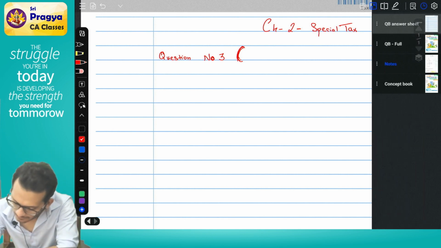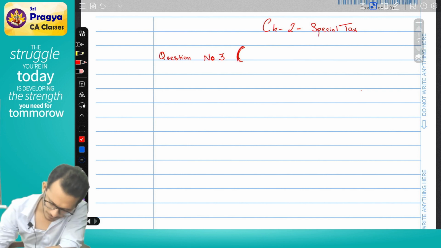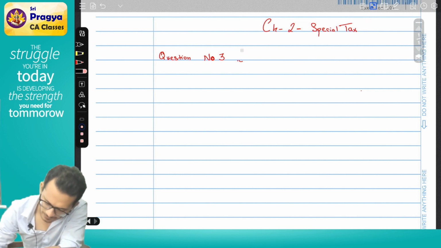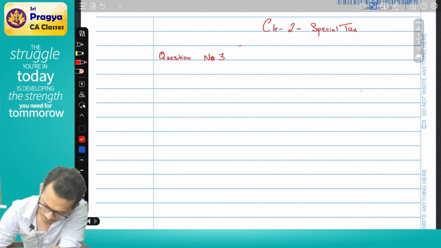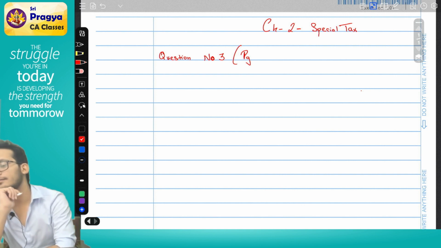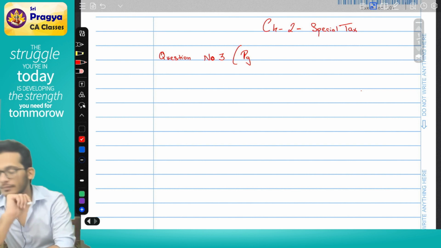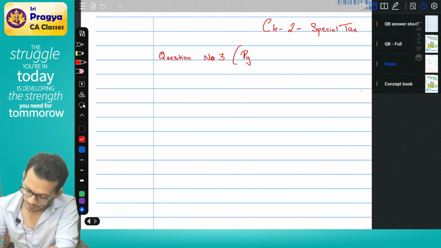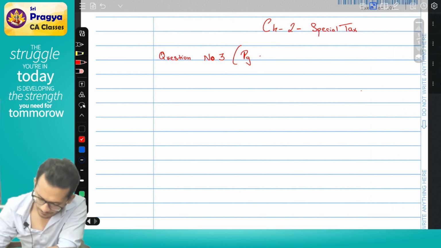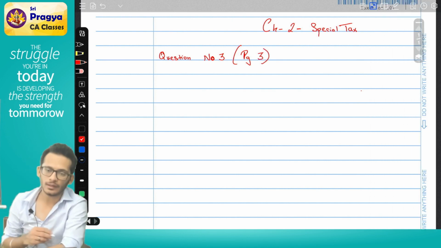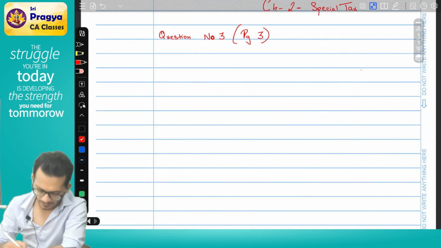I don't think I have the question bank. Okay, help me out with the page number, ma. Check chapter number 2, last question. Check chapter number 2, last question. Page number 3. Okay, so we are doing question number 3, page number 3.